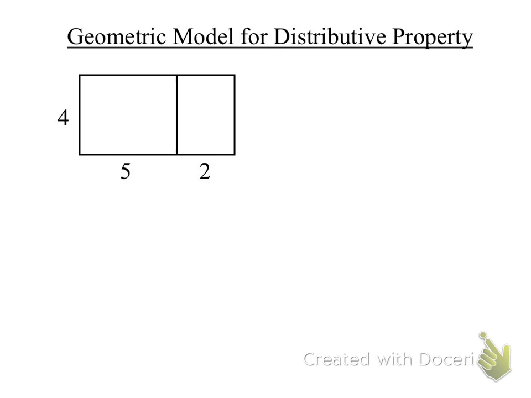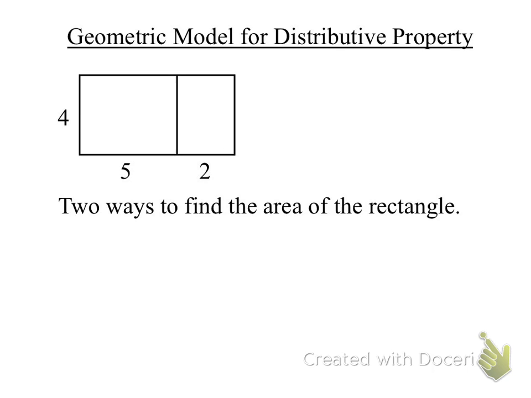Okay, if I have a geometric model for the distributive property, what that means is we take a rectangle and break it up into squares. So let's just say this side of the rectangle is 5 units and this is 2. So altogether that makes a total of 7. I can break that up into 5 units by 2 units, and figure out 4 times 5 is 20.